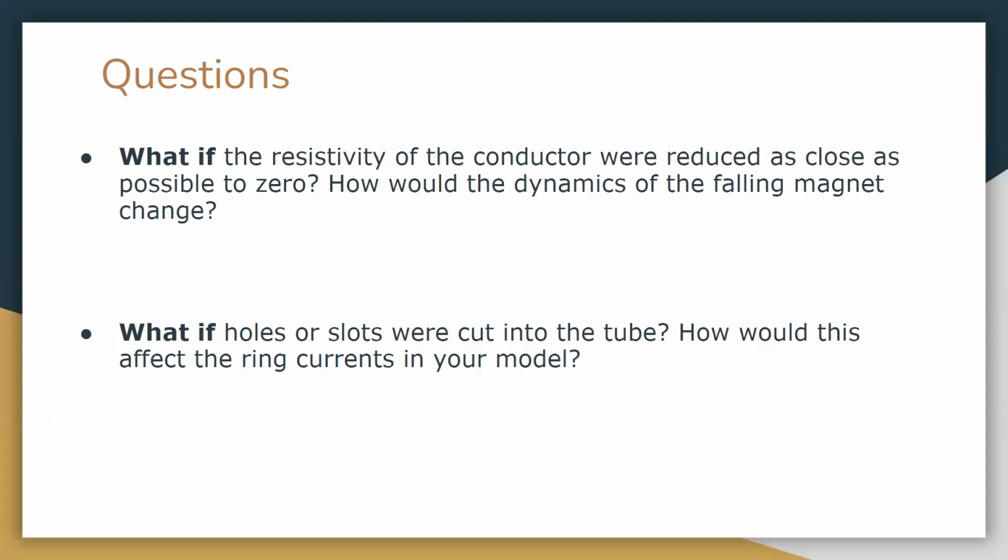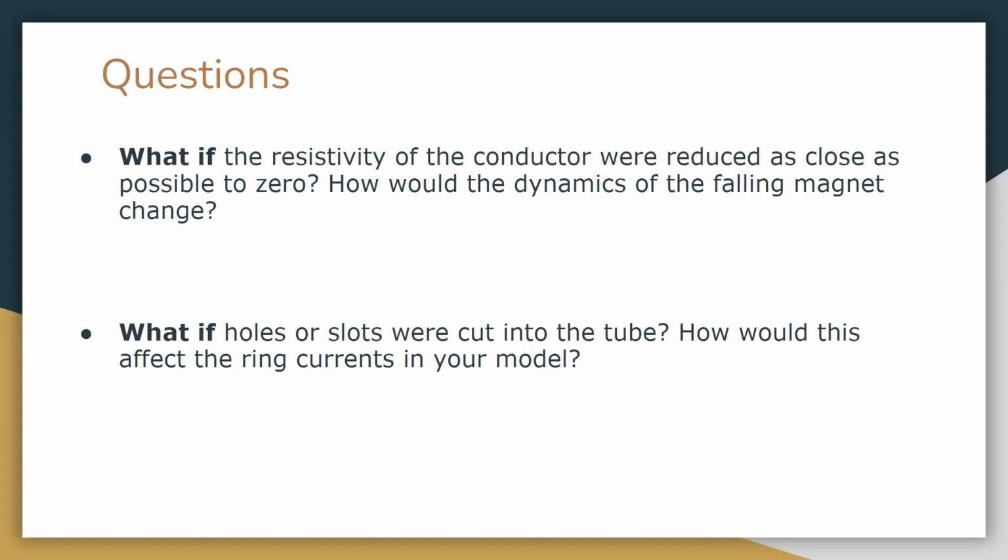Now, the what-if questions. What if the resistivity of the conductor were reduced as close as possible to zero, and how would the dynamics of the falling magnet change? Since current and resistance are inversely proportional, the current will increase, and also the braking force will increase, which balances the gravitational force. Therefore, that would be increasing the magnetic force, and that would make the magnet fall slower.